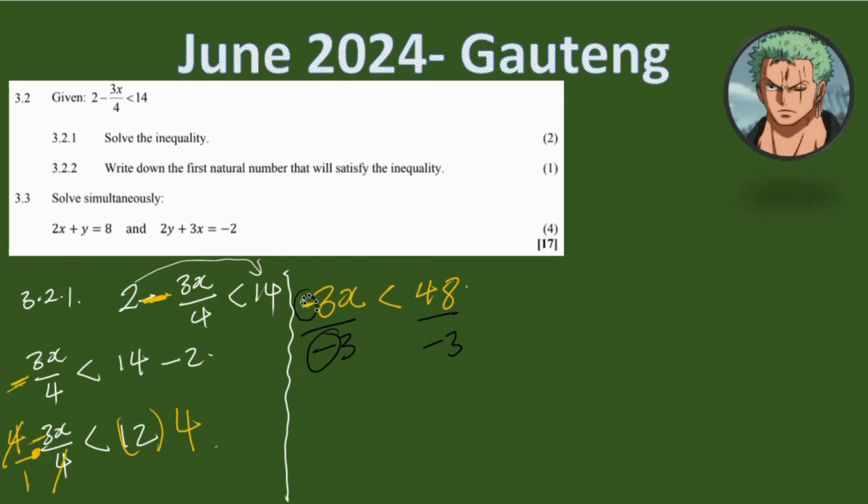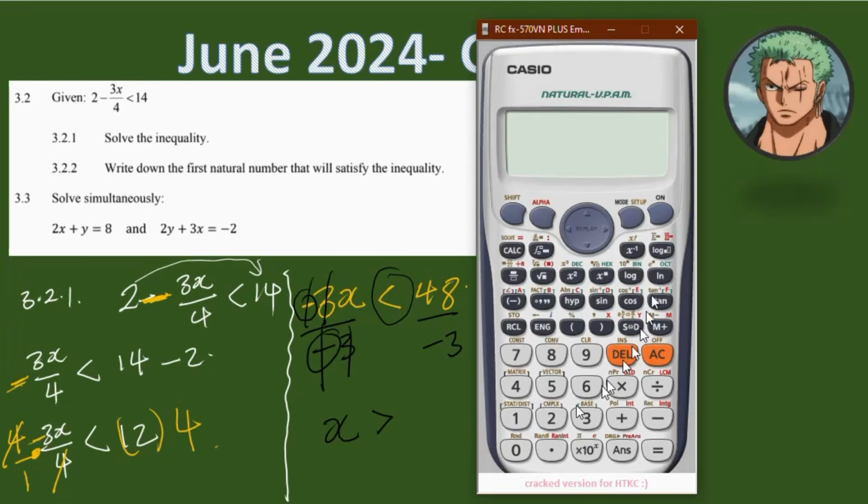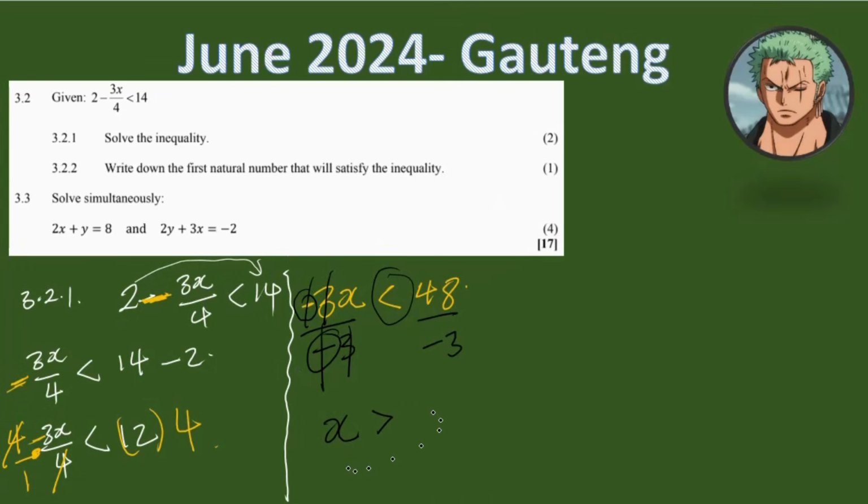So negative and negative will cancel out. 3 and 3 will also cancel out. I'm left with x. But remember what happens when you divide with a negative, this sign starts changing. It now faces the other way, right? And then you have 48 over 3. Is 48 over 3 simplifiable? Only one way to find out. 16. You see that? So x is greater than -16. That's your answer.